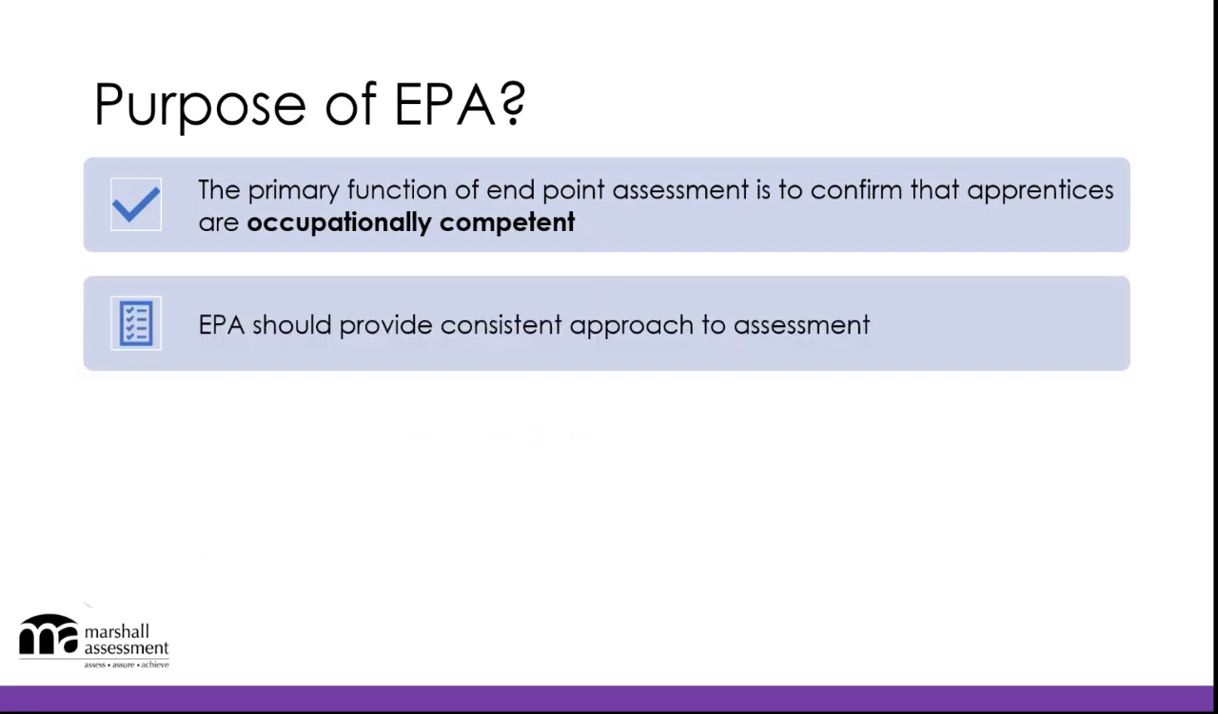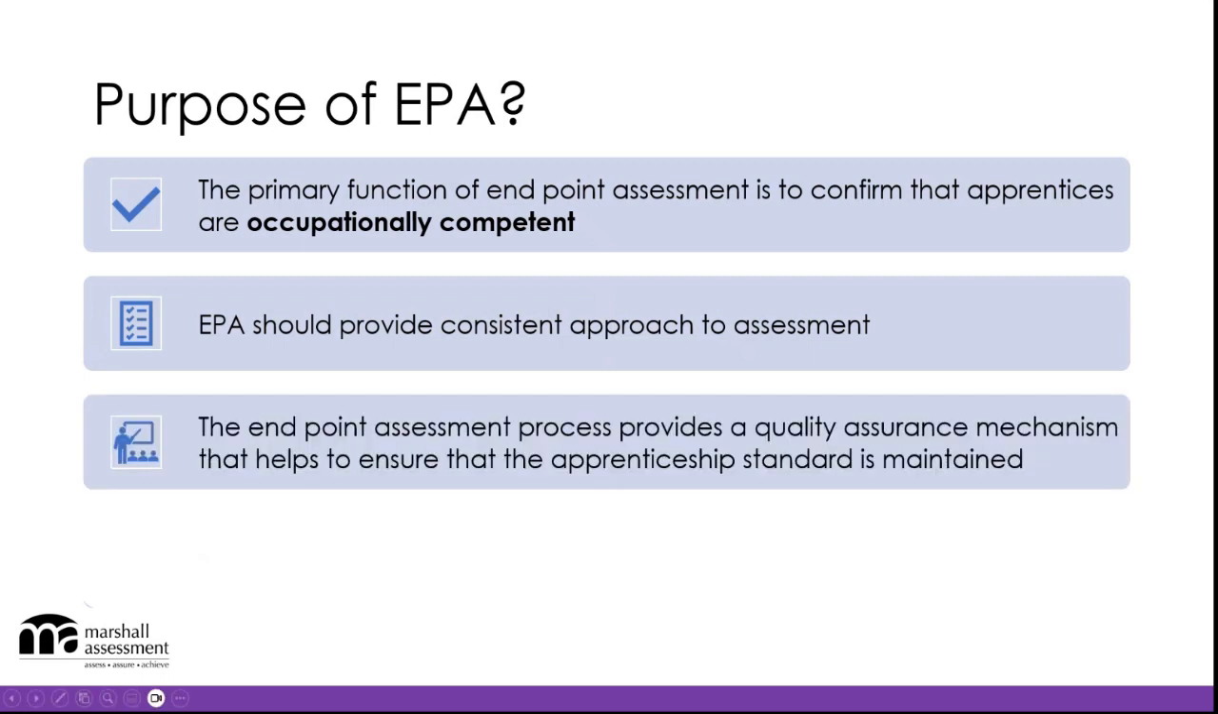It's also there to promote a consistent approach. It's carried out by independent qualified assessors following a standardised process, and for everybody that comes through that programme, whether they're being endpoint assessed by Marshall Assessment or by other endpoint assessment organisations, the process should be fair, reliable and consistent for all apprentices. So it's really important that that takes place and that is actually what's happening.